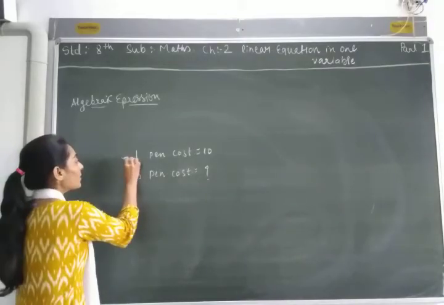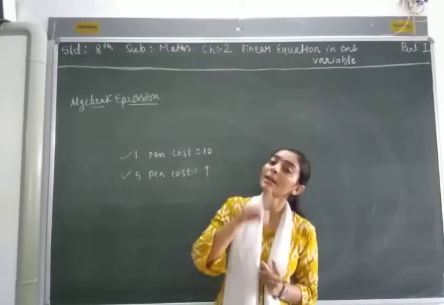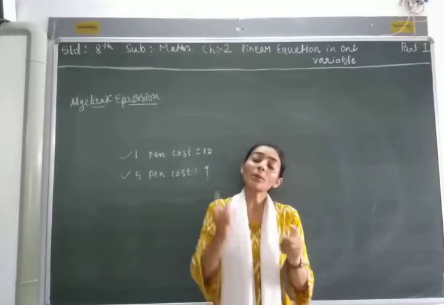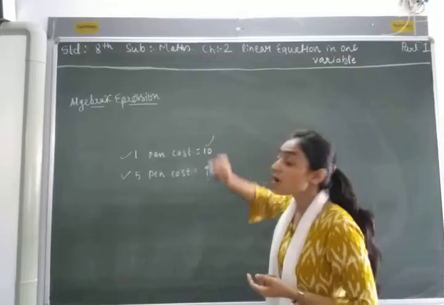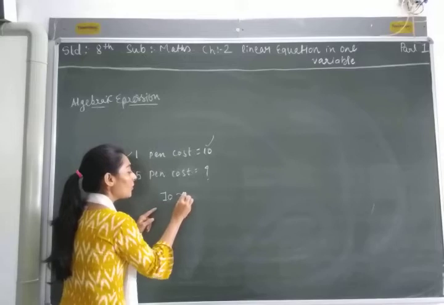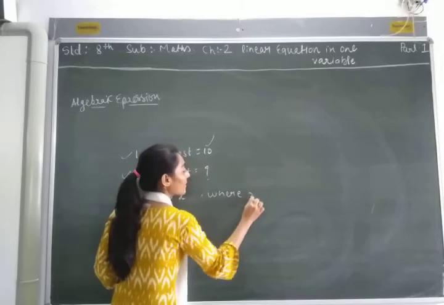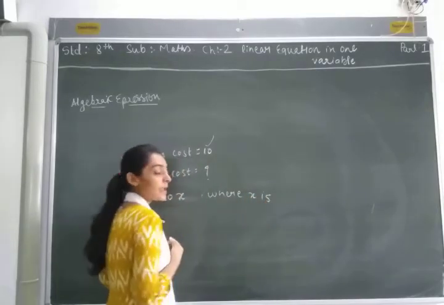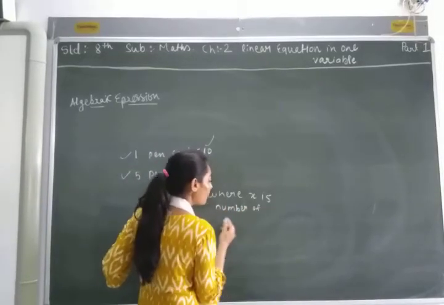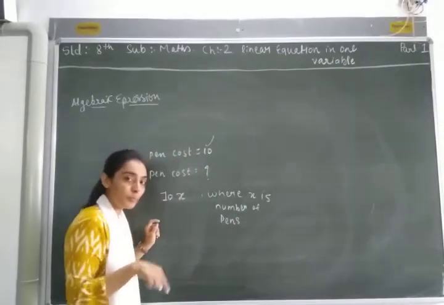What is changing over here? The number of pens is changing, but what will remain constant? What is the thing that will not change? That is the pen cost. So the cost is 10 into x, where x is the number of pens. x represents the number of pens.